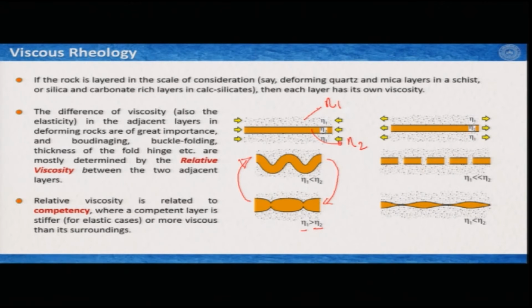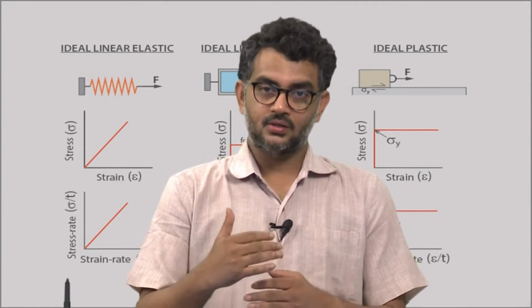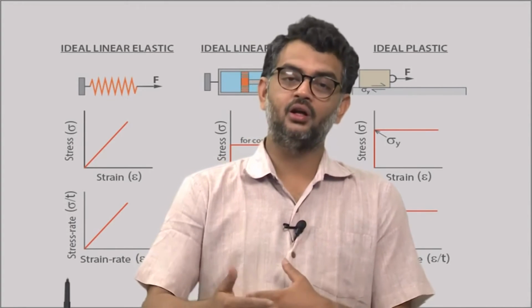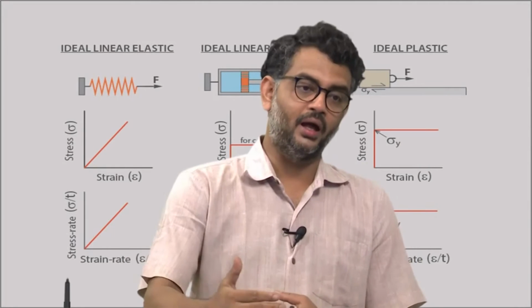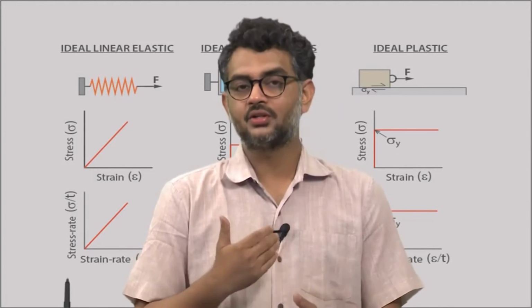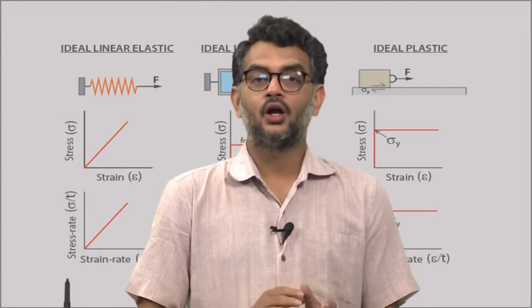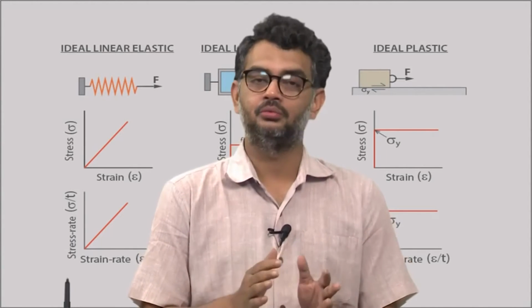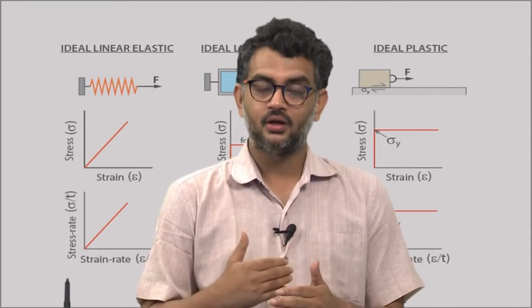viscosity of this boudinaging layer is very high compared to the viscosity of the surrounding matrix. If it is almost similar or slightly higher, then we can produce some sort of structures that we know as pinch and swell structures. So, what we are dealing with here is some sort of relative viscosity, where we compare viscosity from one layer to another, and this relative viscosity is sometimes referred to as competency in structural geology, and we will refer to it later as competence contrast.